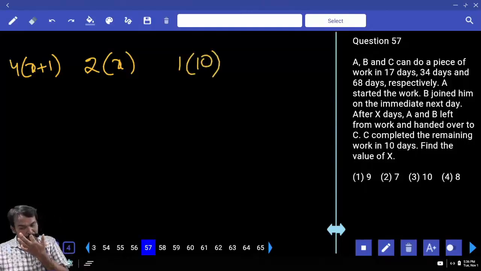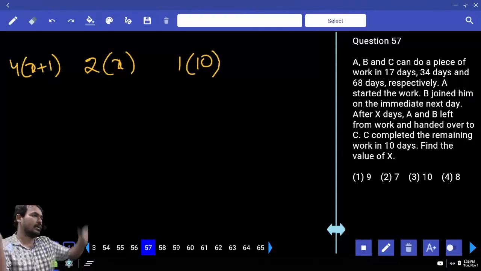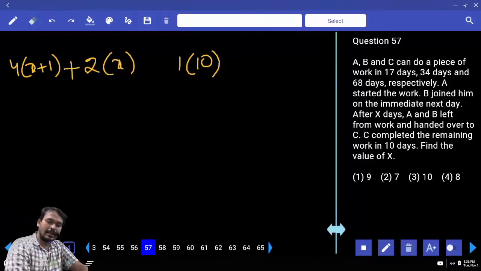B joined him on the immediate next day after X days. Means after B's X days, A is working for how many days? X plus 1, or not? Okay. All these are added, and we get the total work. That is how much? 68.